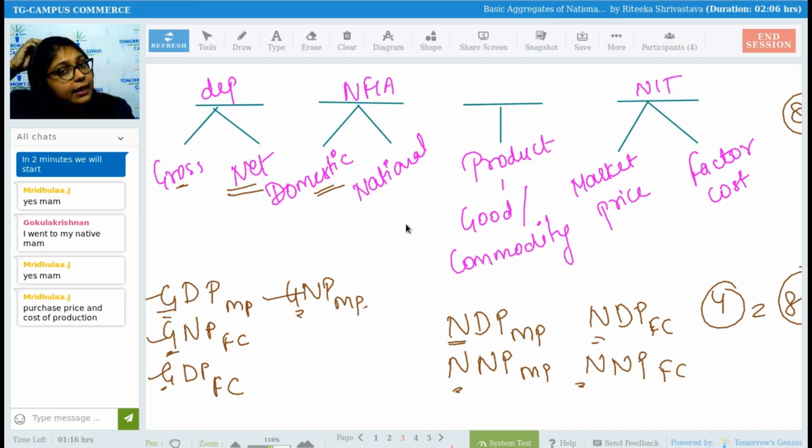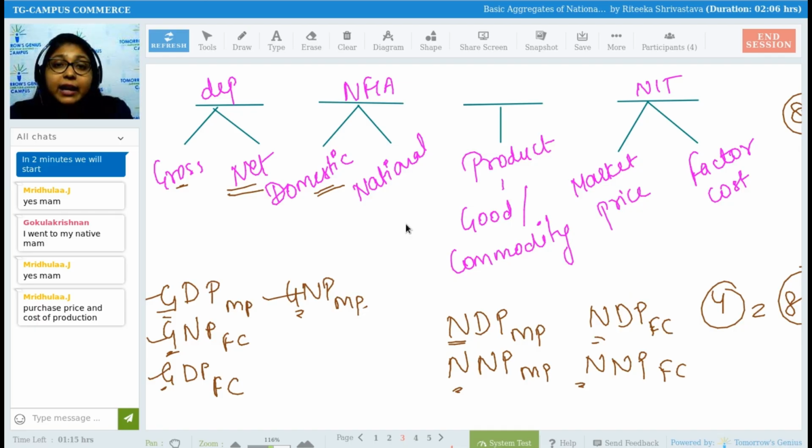Now, in aggregates, all the 8 aggregates are very important. You have to jump from one aggregate to another aggregate. This kind of numerical questions are only expected. They will give you one aggregate, and with one aggregate you have to find out the other aggregate. They might give you GDP at MP and tell you to find out NDP at MP. So how are you going to jump from one aggregate to another aggregate?